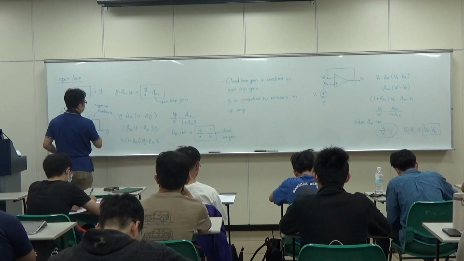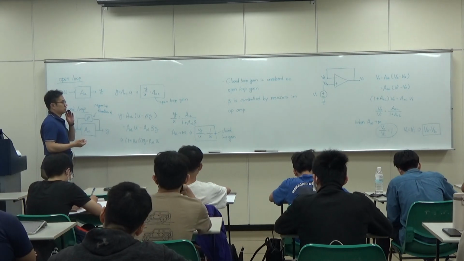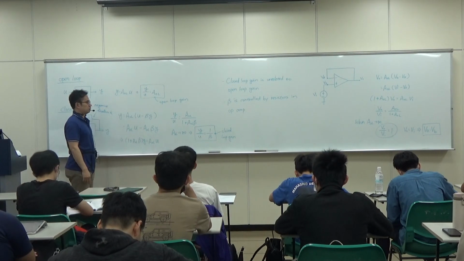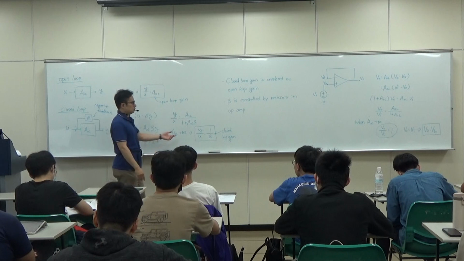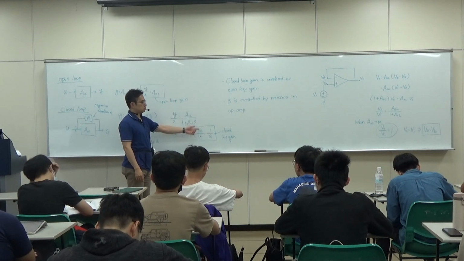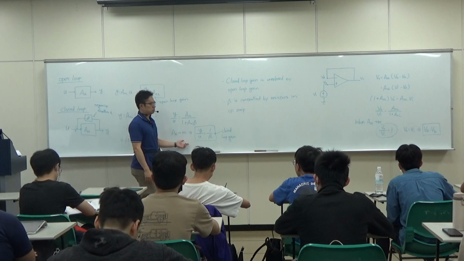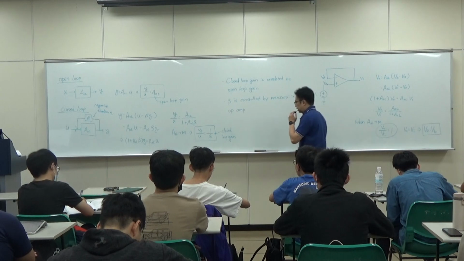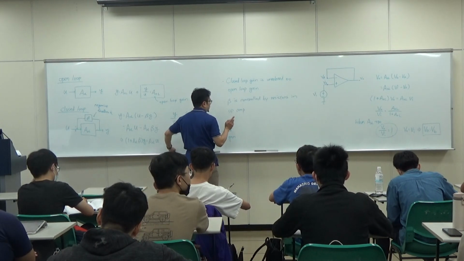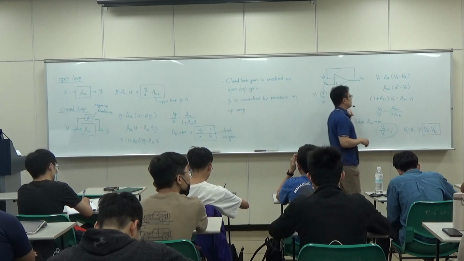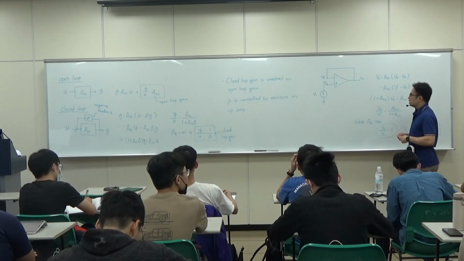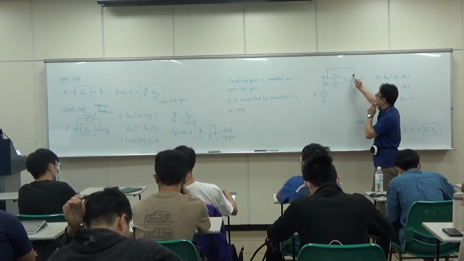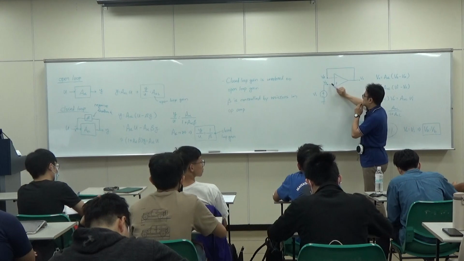Hey, so right now you know the reason why we need to have an infinite open loop gain. It's because by just using resistors we can control the closed loop gain. For this simple configuration, this is an op-amp, an operational amplifier, and then we just use a feedback, right? We connect the output to the inverting terminal. So this is a feedback.